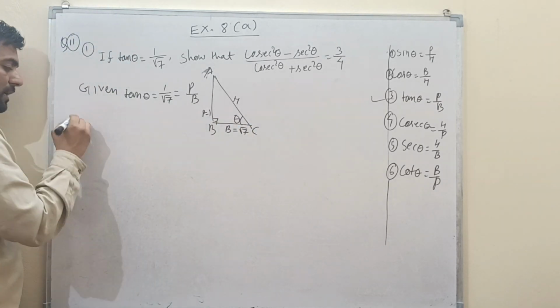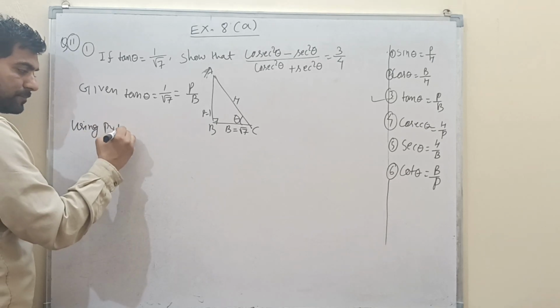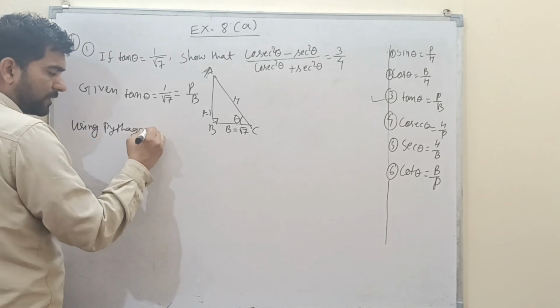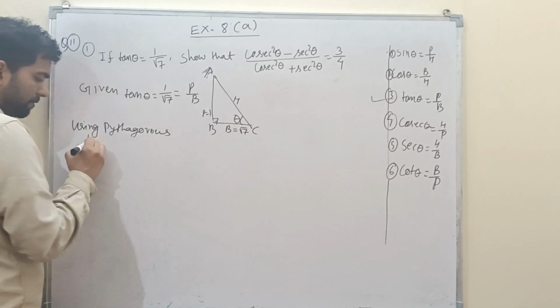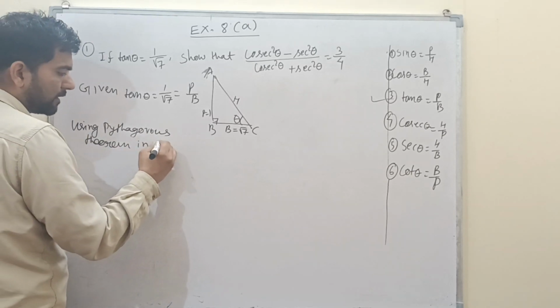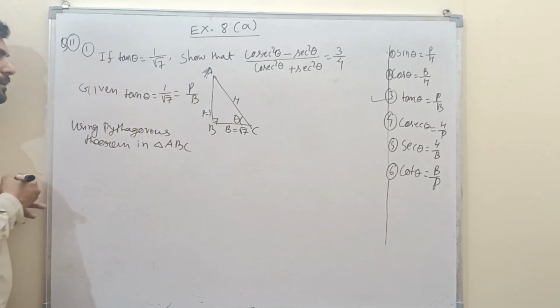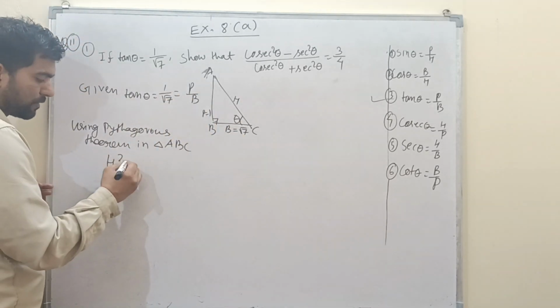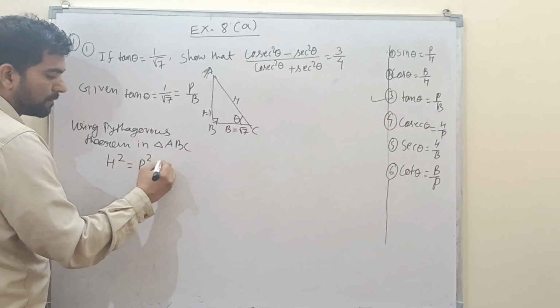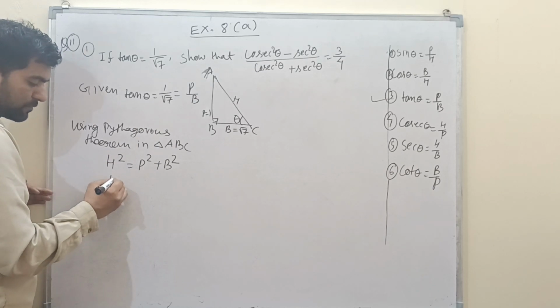Now what do we write? Using Pythagoras theorem in triangle ABC. We'll write H square is equal to P square plus B square. We have to calculate H. So H square will be P square plus B square.